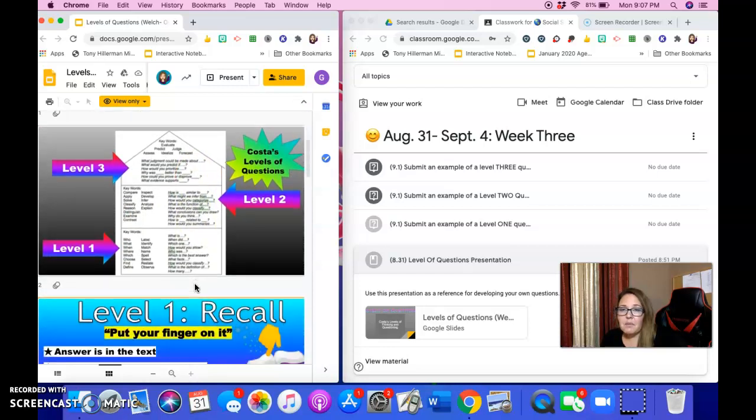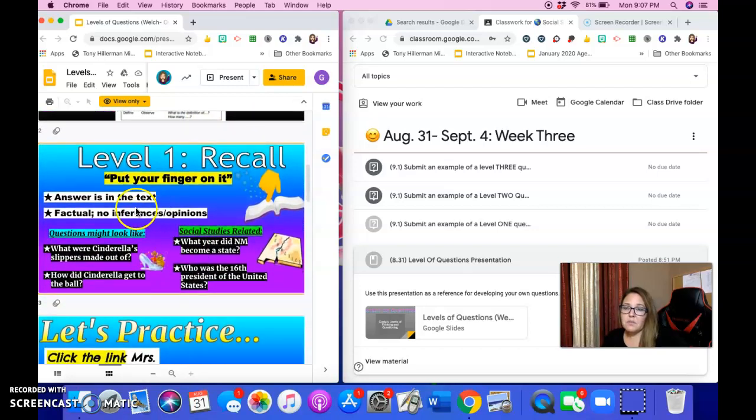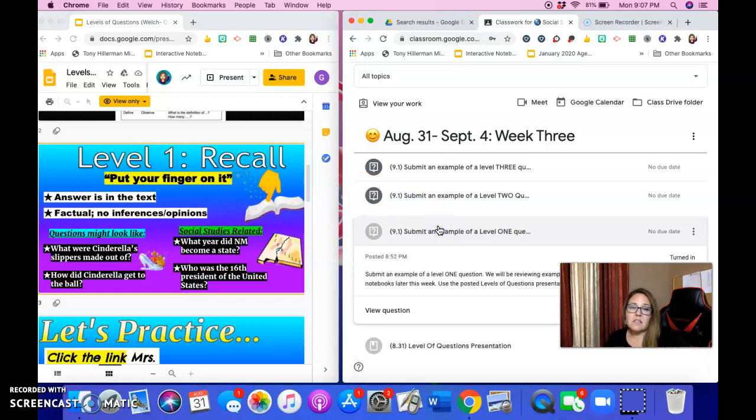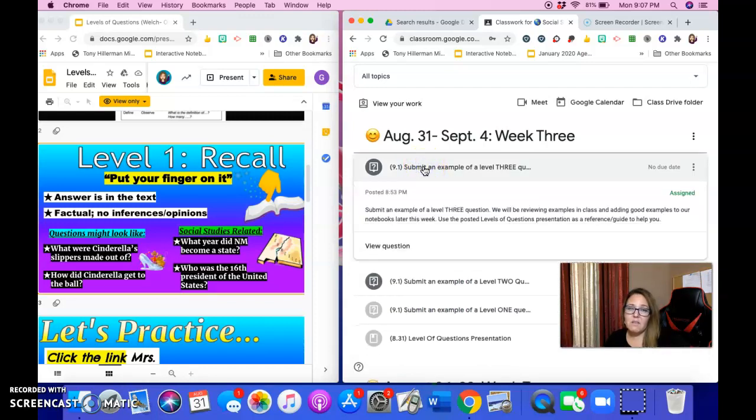So I'm going to be using this presentation to help me, and there's a couple of slides that you can use. This slide gives you some question starters if you're stuck, or you can go to each of the individual level slides to help give you some more specific examples that you can model after. So once you have this presentation up, you're going to use what we learned yesterday to submit an example of a level 1 question, submit an example of a level 2 question, and submit an example of a level 3 question.